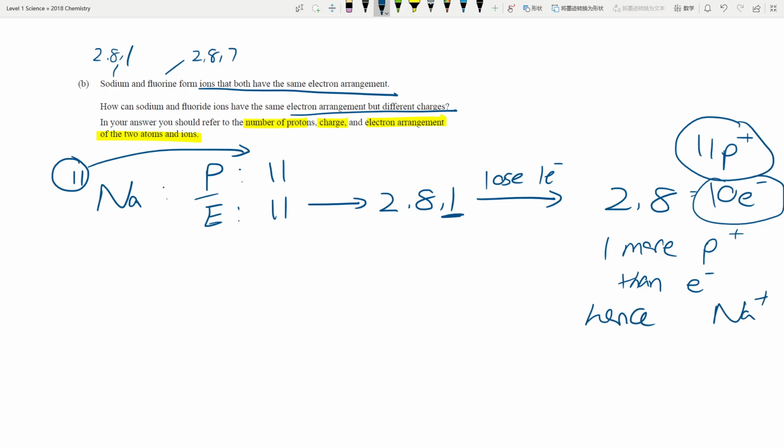Now I've shown this about twice now in other videos. Remember, we want you to refer to the number of protons, which I did right here, and the charge, which I did right here, +1, and the electron arrangement of the atoms and ions. So do it this way.